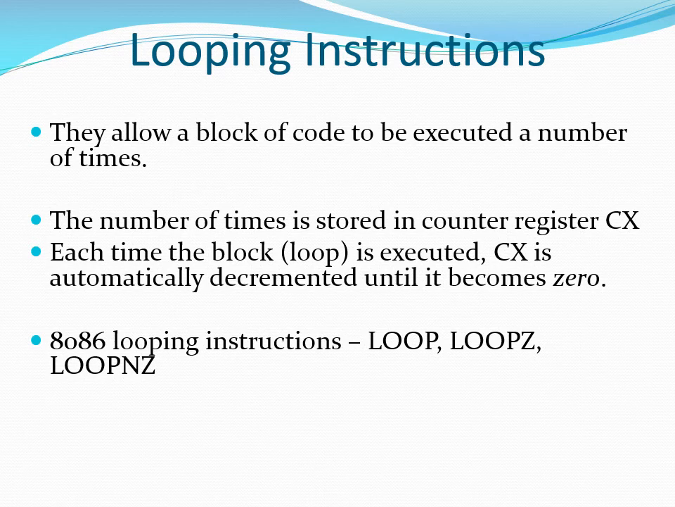The loop instruction decrements the counter register and then branches to the start of the block if the counter register is not 0. The loop if 0 instruction decrements the counter register and then branches to the start of the block if the counter register is not 0 and the Z flag is set. Loop if not 0 decrements the counter register and then branches to the start of the program if the counter register is not 0 and the Z flag is not set.